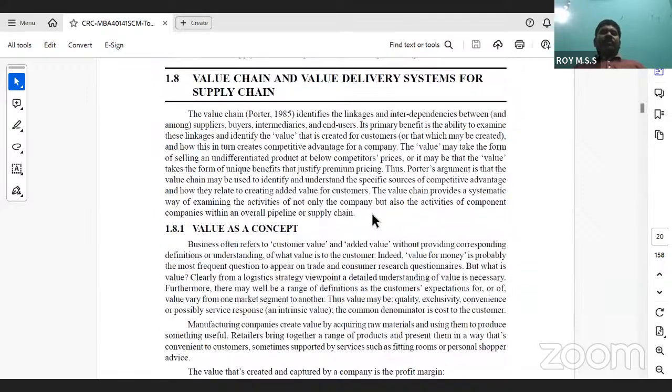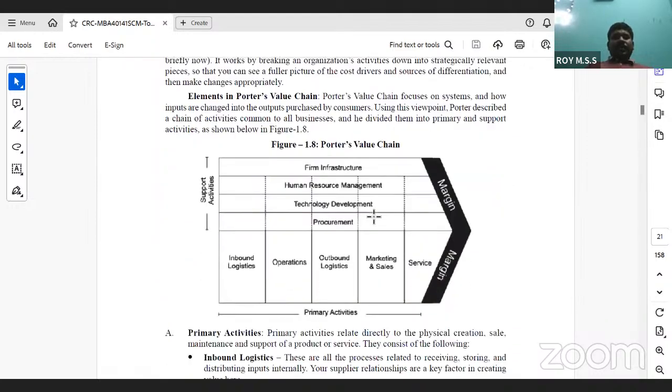Next, value chain. In the value chain, Porter in 1985 identified linkages and interdependence between suppliers, buyers, intermediaries, and end users. In that, see this Porter's value chain. Very easy to understand. These are the primary activities, support activities will be there. In that, inbound logistics. What is inbound? There are two words in that again. Inbound logistics means the movement of the products or the services within the manufacturing unit, or in other words, manufacturing unit to the customer, we call it inbound logistics.